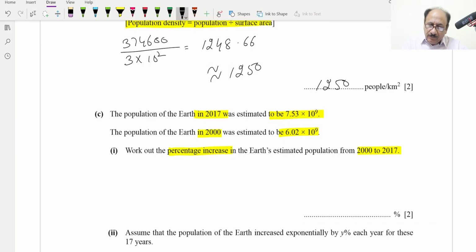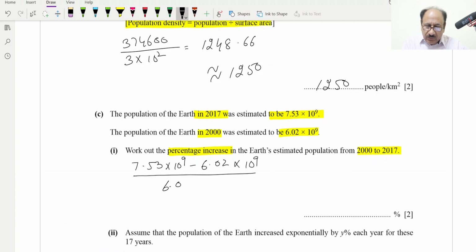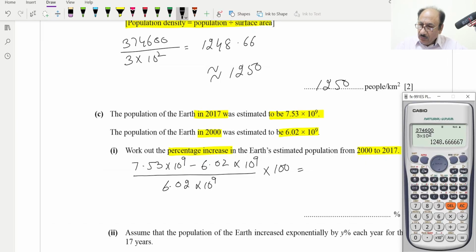We know that the percentage increase formula is increase divided by the original. So increase, we will calculate 7.53 into 10 raised to the power 9 minus 6.02 into 10 raised to the power 9, and this will be the difference, and divided by the original one. Original is 6.02 into 10 raised to the power 9, and for percentage we will multiply by 100.